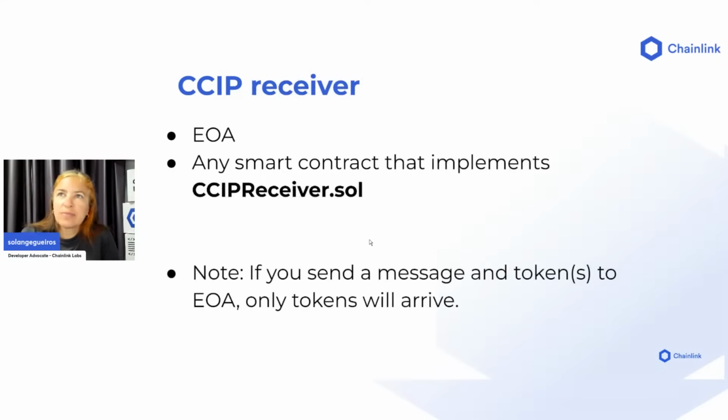On the other side, who can be the receiver? The receiver can be an externally owned account as well, but the receiver can also be any smart contract that implements the CCIP receiver. It means that this smart contract must be prepared to receive the CCIP message. One important point: if you are sending a message with tokens to an externally owned account, the account cannot handle messages, only tokens. So only the tokens will arrive.